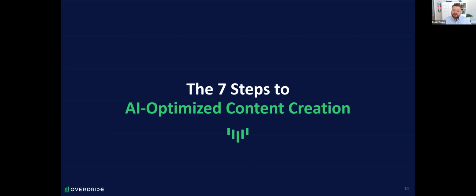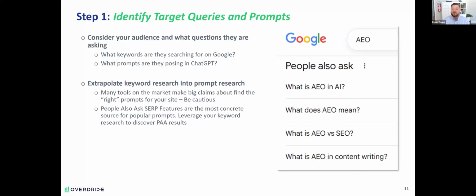So these are the 7 steps to AI optimized content creation. Start with step one. Step one is going to be very familiar to anyone who's familiar with SEO, and that's going to be identify target queries and prompts.